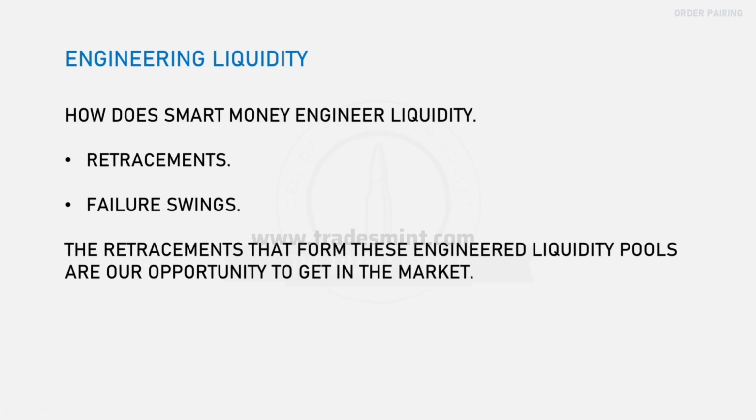Now for them to offload their long positions or short positions, they need to engineer liquidity prior. So how does smart money engineer liquidity? They do this by retracements and failure swings. The retracements that form these engineered liquidity pools are opportunity for us to get into the marketplace. So think about those retracements and those failure swings. We have had a lesson about failure swings already. That's engineered liquidity, low resistance liquidity. We're going to be looking for that as a target.